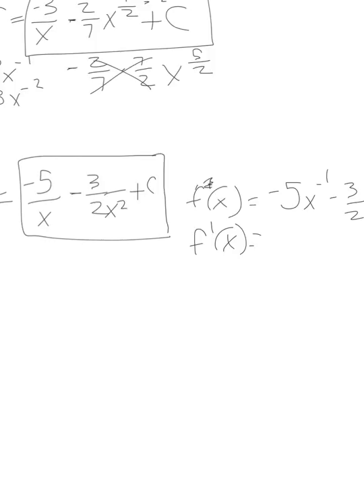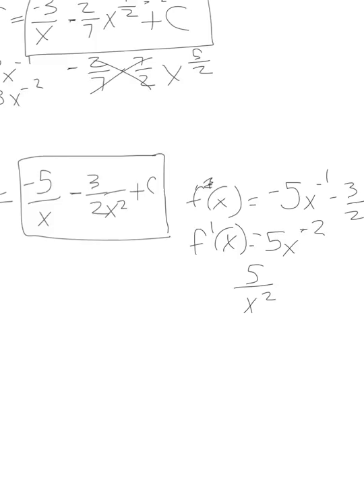So what would negative 5x to the negative 1 be when you differentiate? It'll be a positive 5, because negative 1 times negative 5 gives you a positive 5. X to the, what's my new exponent? Negative 2. That's going to be our 5 over x squared when it's cleaned up.